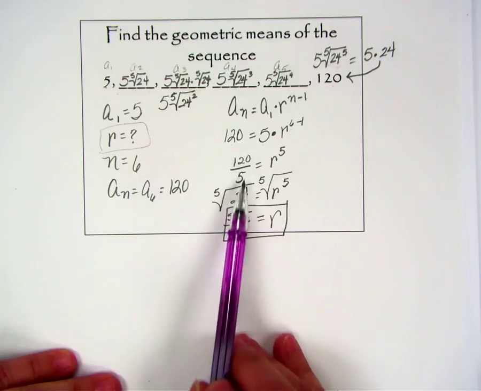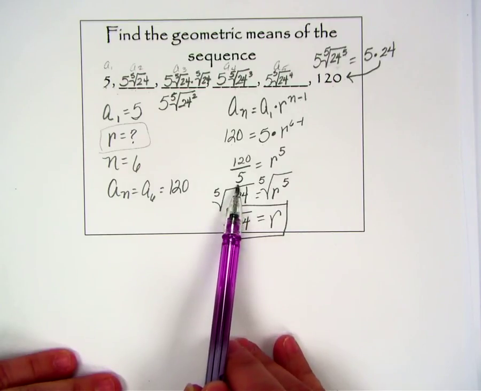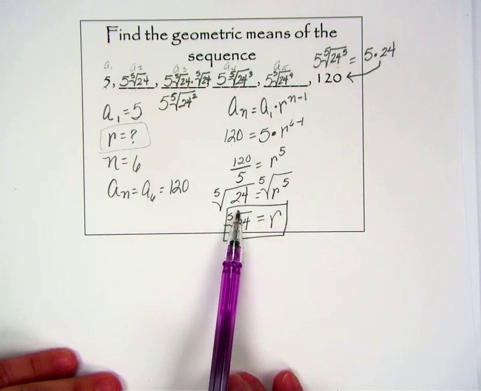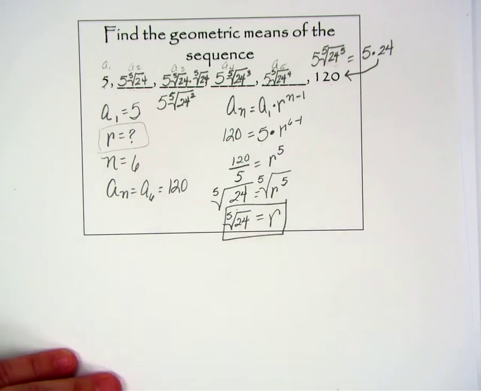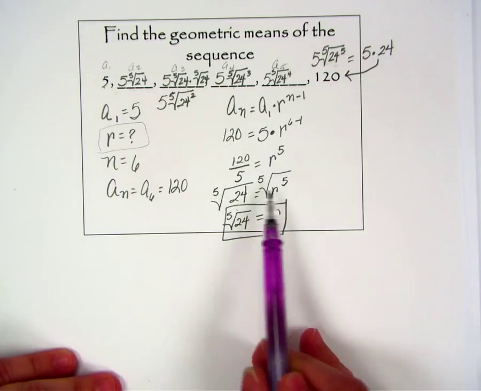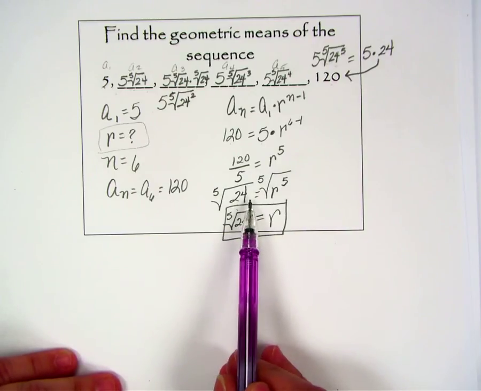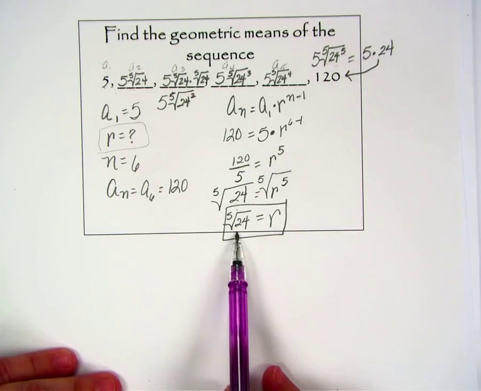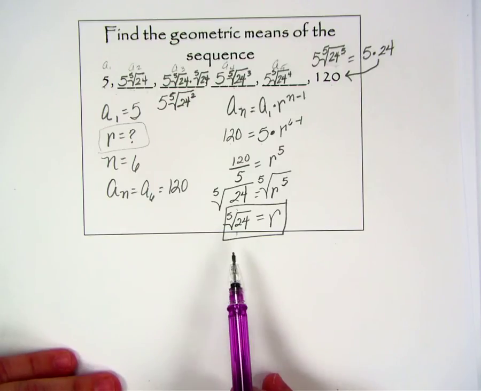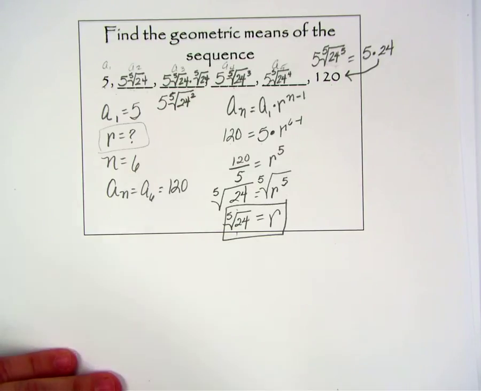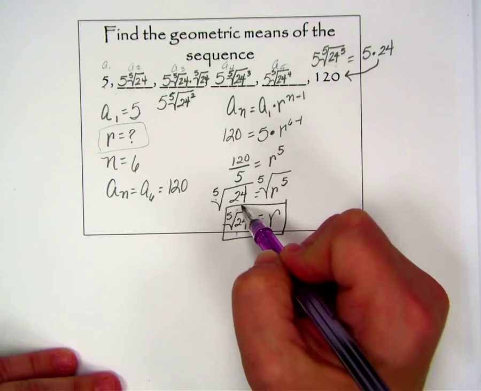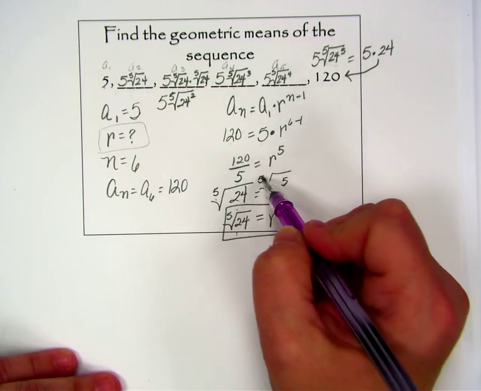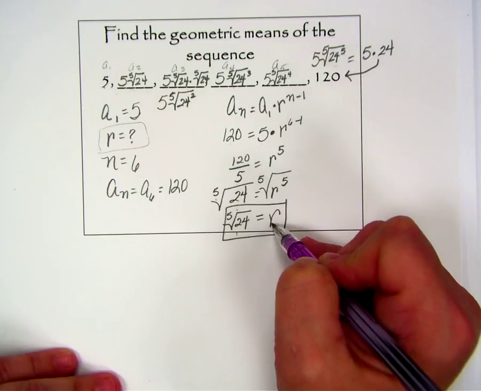I divide by 5. 120 divided by 5 is 24. So 24 is r to the fifth power. I don't want r to the fifth power, I want r. So I take the fifth root of that. Now I have the fifth root of 24. I can't simplify that. I didn't move it, I took the fifth root of both sides. The fifth root of r to the fifth is just r.